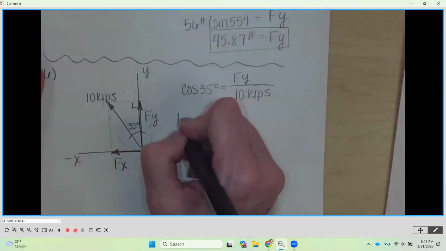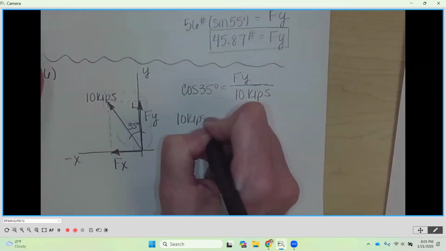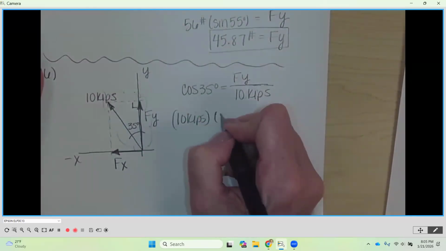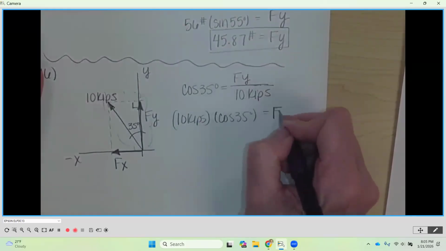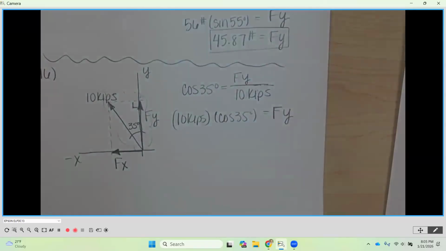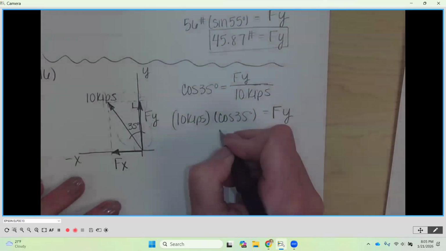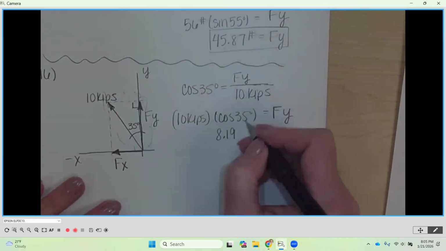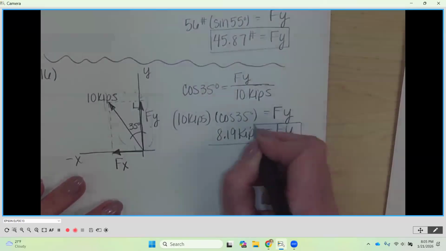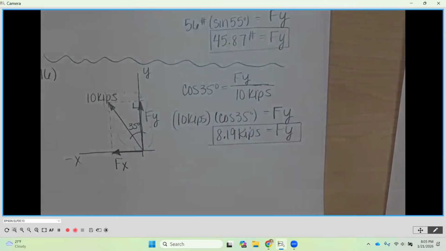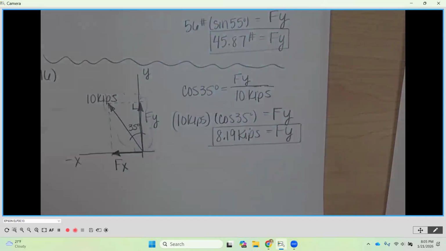So then multiplying the 10 kips times cosine of 35 is equal to Fy. So you should get 8.19 kips is equal to Fy. Remember, a kip is 1,000 pounds, so this would technically be 8,190 pounds is what we have here, but we write it in kips, okay?